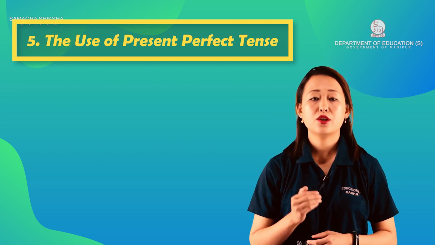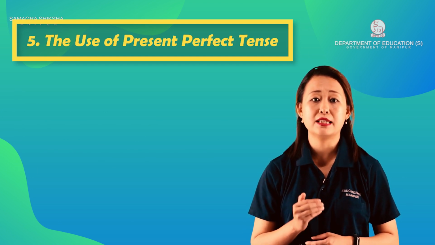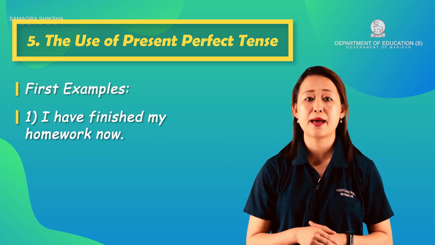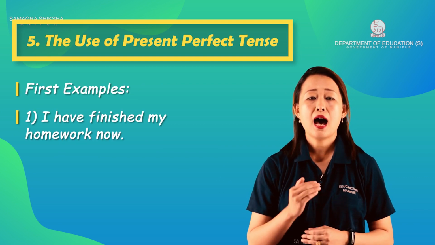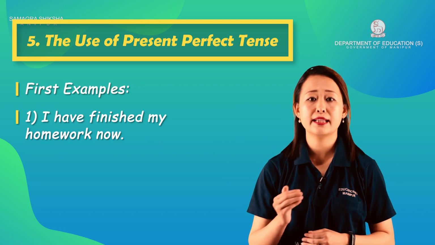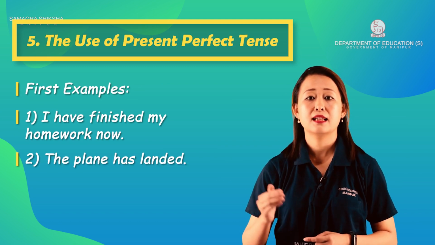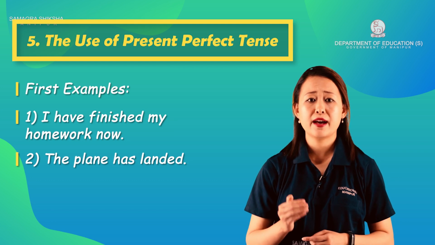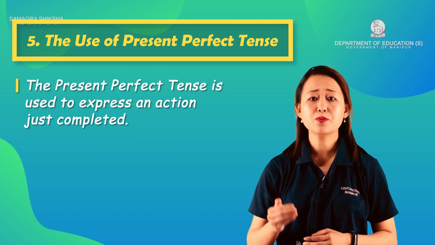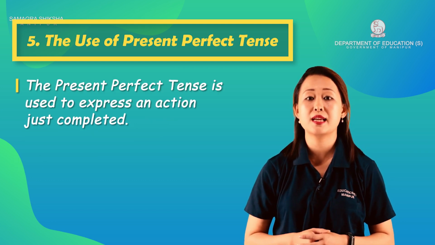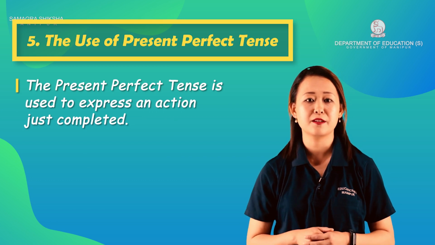Number 5, the use of present perfect tense. First, let us look at the examples. The first use, I have finished my homework now. The plane has landed. What do we find here? Here, the present perfect tense is used to express an action just completed.